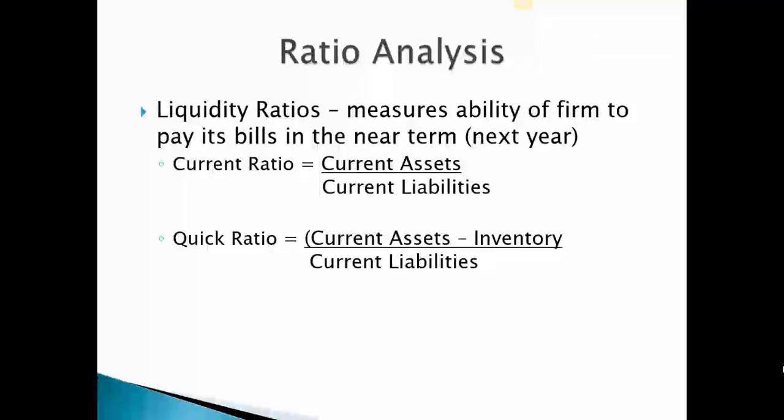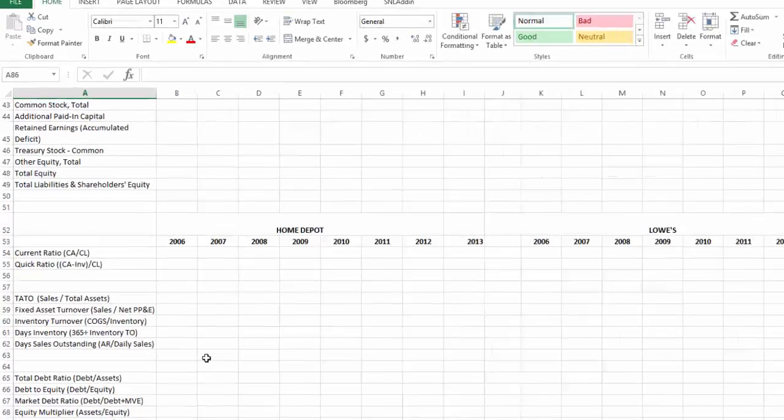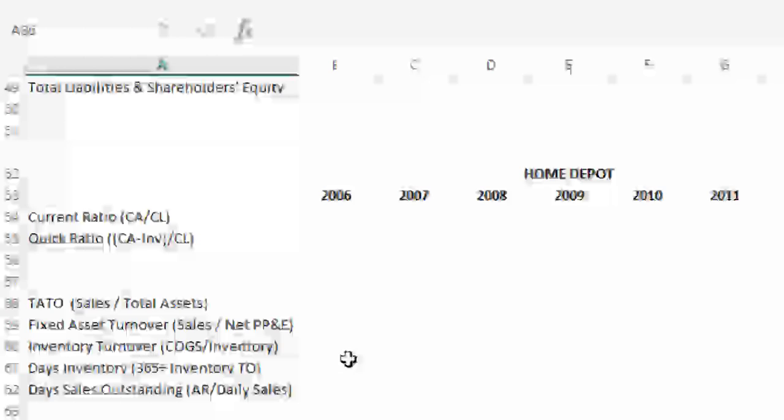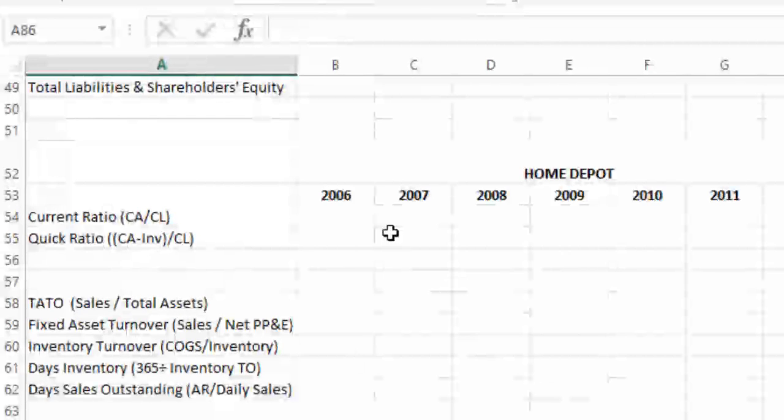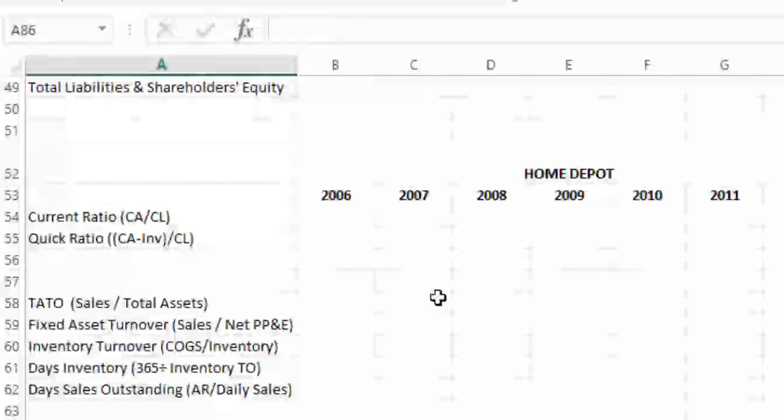And what I want to do now is take a little detour and look at the ratios. We're going to compute some of these ratios for 2 different firms. We're going to look at Home Depot and Lowe's, and I'm going to put this spreadsheet up in Blackboard for you, and you can kind of follow along. But we're going to compute each of these ratios, and let me go down here to the current ratio and the quick ratio. We're going to do that for Home Depot and for Lowe's.